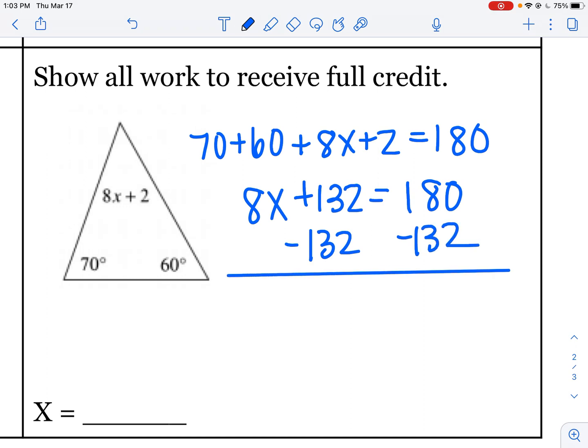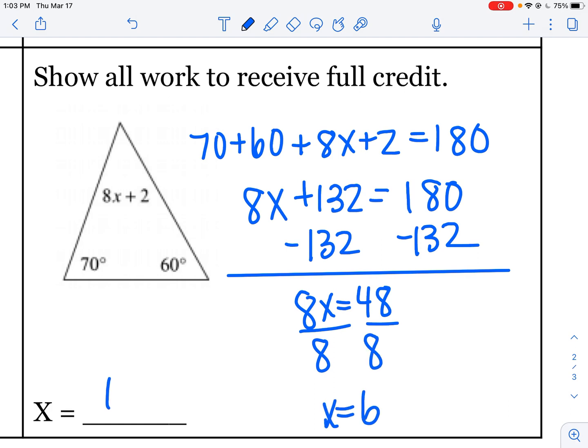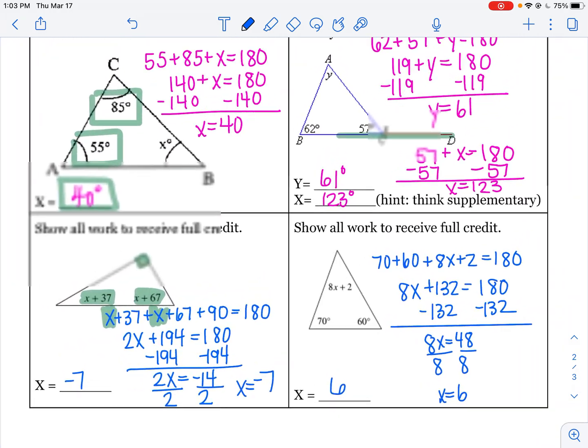Remember, these are all these two-step equations that you still need to know how to solve. You get 8x equals 48. And when you divide by 8, you get x is equal to 6. Again, not a degree measurement in these. It's just the value of the variable.